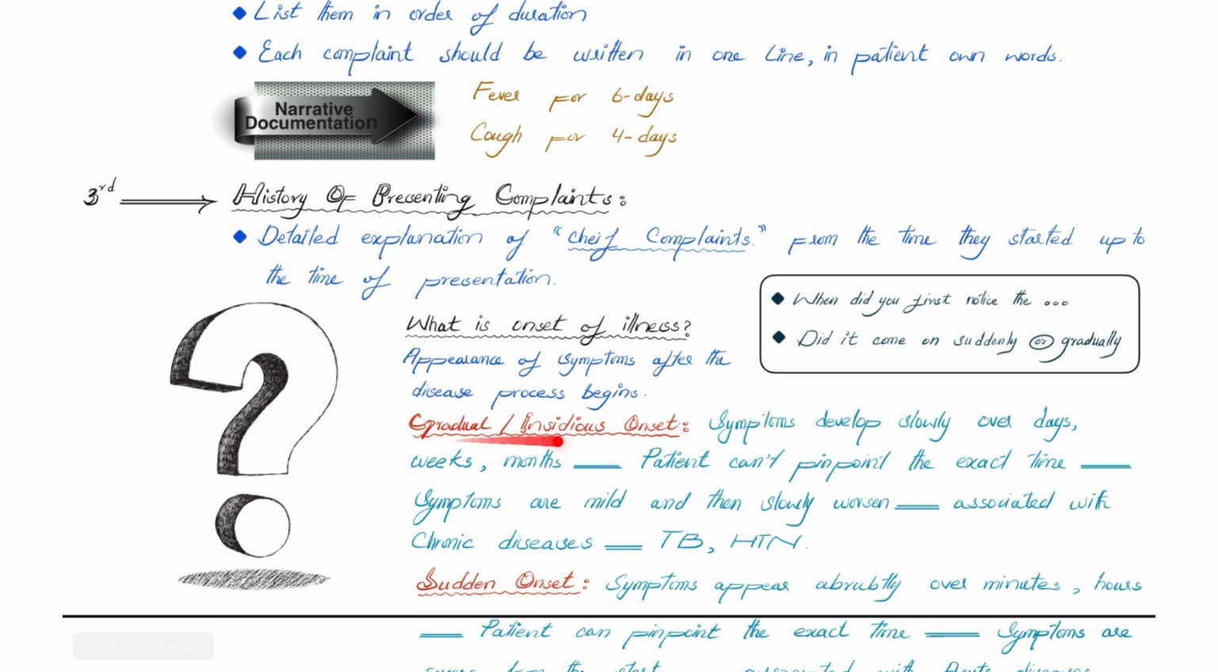Gradual or insidious onset means that the symptoms develop slowly over days, weeks, and months. The patient cannot pinpoint the exact time. He does not really remember when the symptoms appeared. Symptoms are mild at the beginning and then slowly deteriorate. Gradual onset of symptoms is mostly associated with chronic diseases like tuberculosis and hypertension.